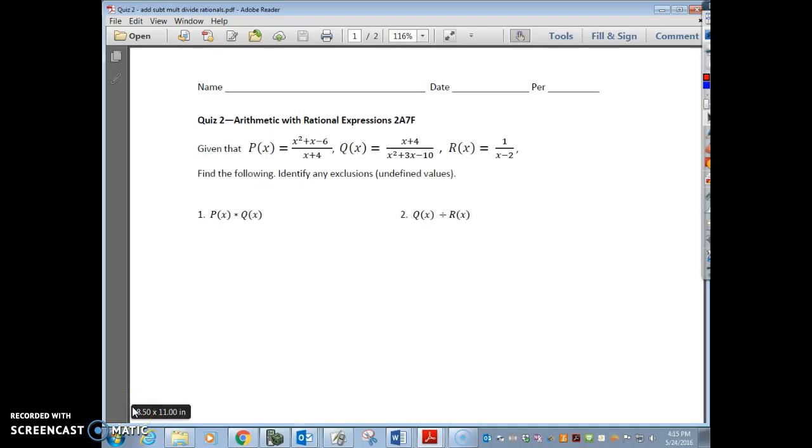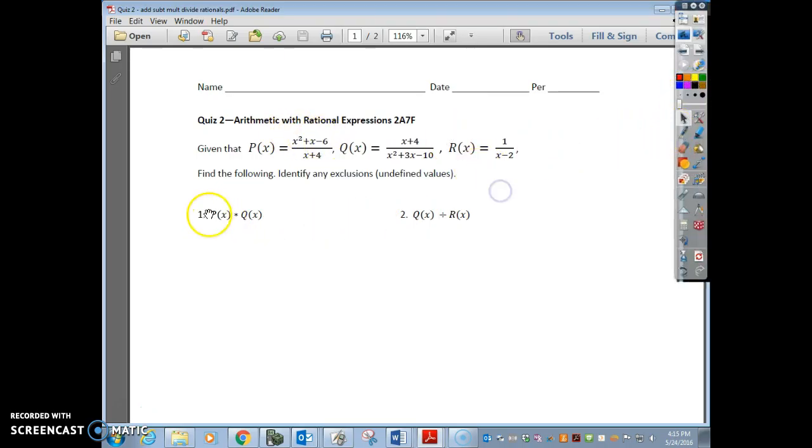Okay, let's go over quiz 2, arithmetic with rational expressions. What this is about is we have rational expressions. We have three rational expressions, P of x, Q of x, and R of x. And we're going to perform arithmetic. What that means, we're going to add, subtract, multiply, and divide. So let's do that.